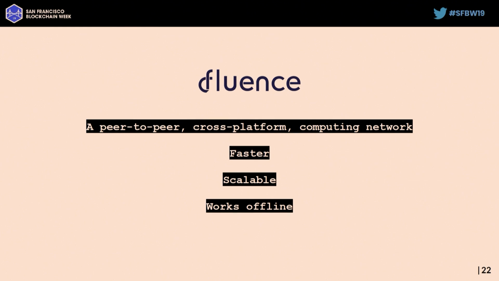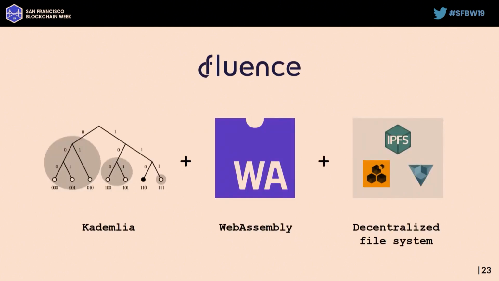And here is Fluence. Fluence is a peer-to-peer, cross-platform computing network, which is meant to be faster and more scalable than existing cloud solutions, because they are limited by infrastructure. It is meant to work offline because it's based on a peer-to-peer network. And this is how it works, very simply. It's basically the Kademlia DHT that organizes the network and peers together.